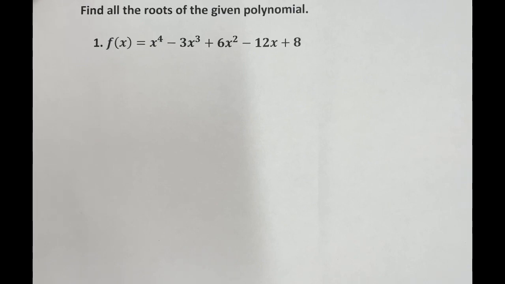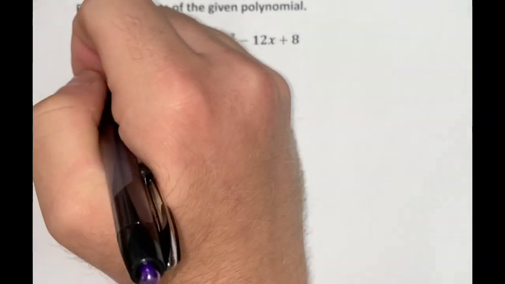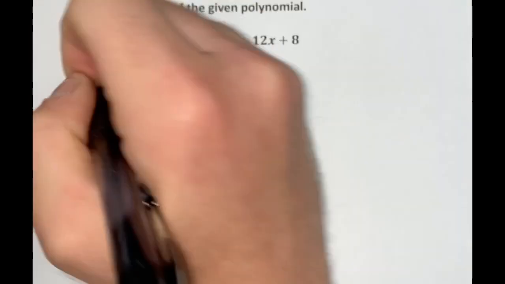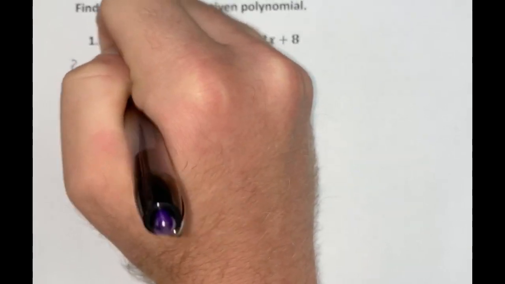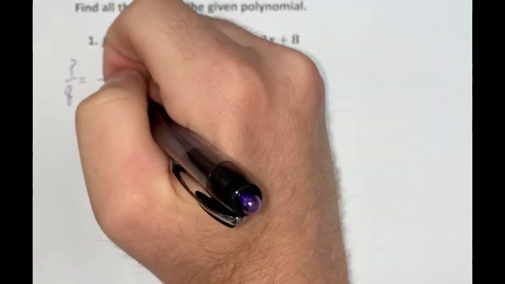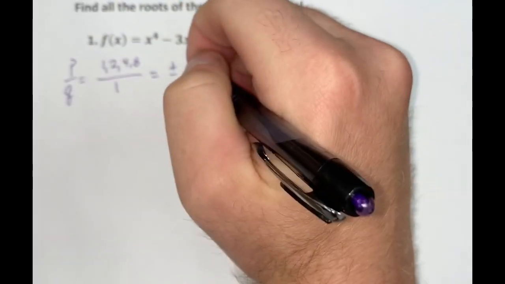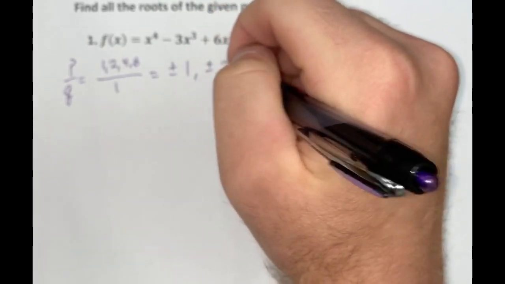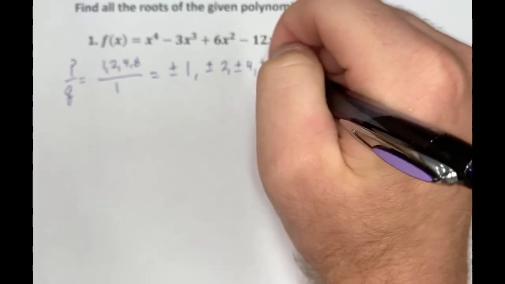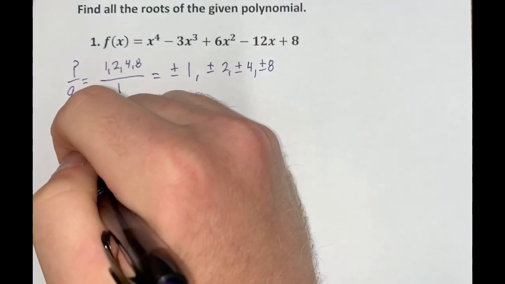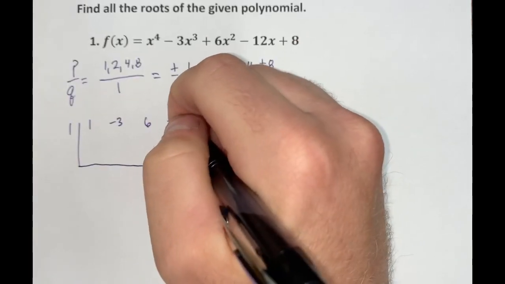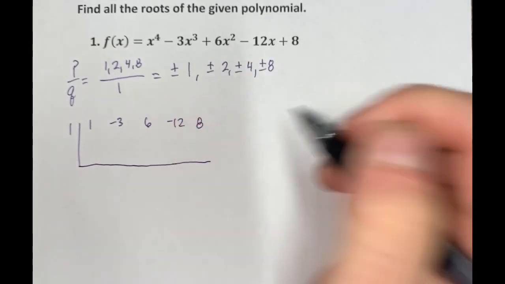We're going to find all the roots of a 4th degree polynomial. In order to do that, we need to list all the possible rational roots, p over q, p being all the factors of 8. The factors of 8 are 1, 2, 4, and 8. Q being all the factors of the leading coefficient. The leading coefficient here is 1, so all the factors of 1 is just 1. We list all those possibilities: 1 divided by 1 is 1, 2 divided by 1 is 2, 4 divided by 1 is 4, and 8 divided by 1 is 8. We would do synthetic substitution or synthetic division to figure out if one of those possible roots is actually a root. Let's start with x equals 1.